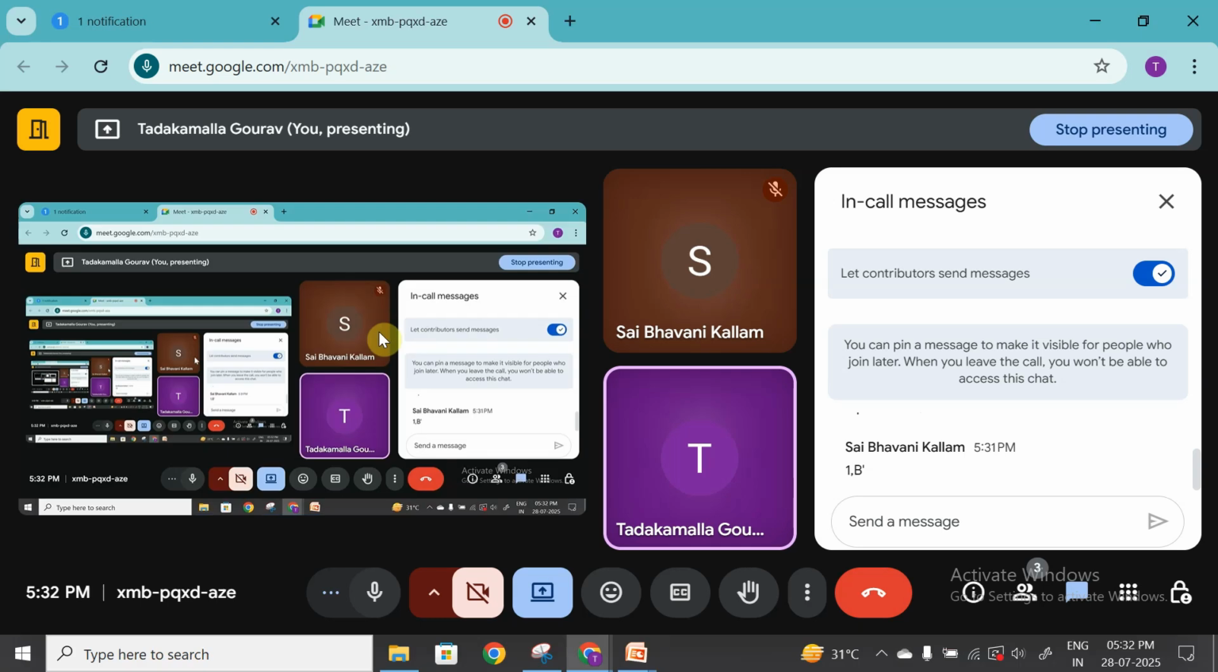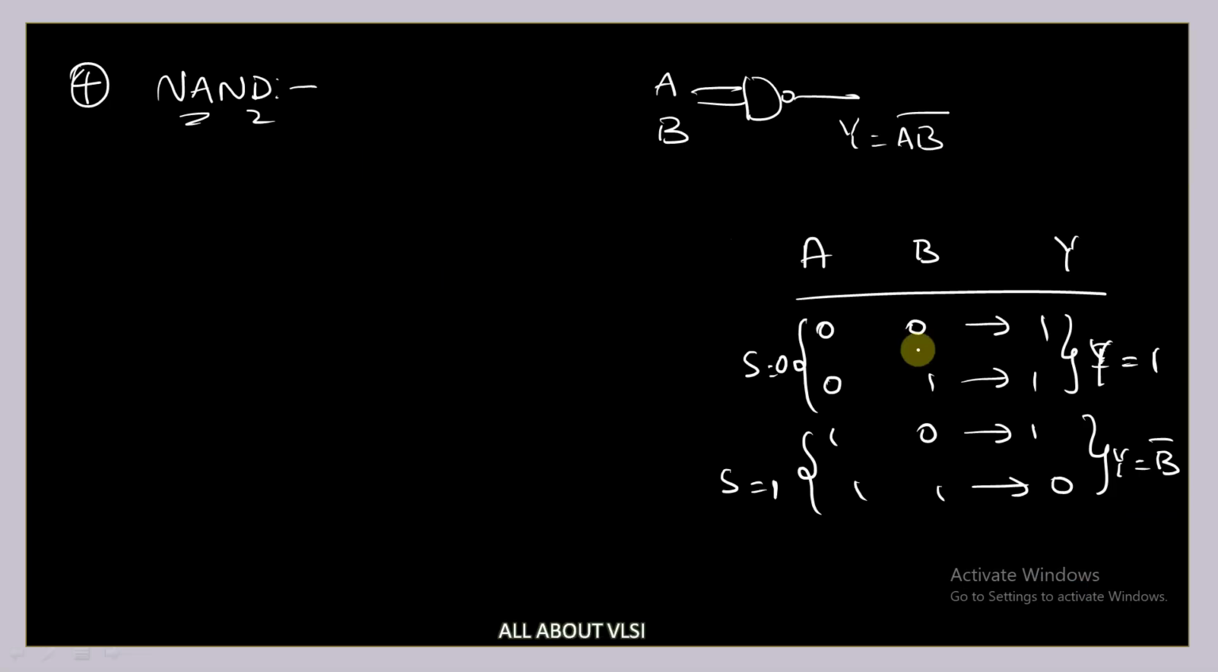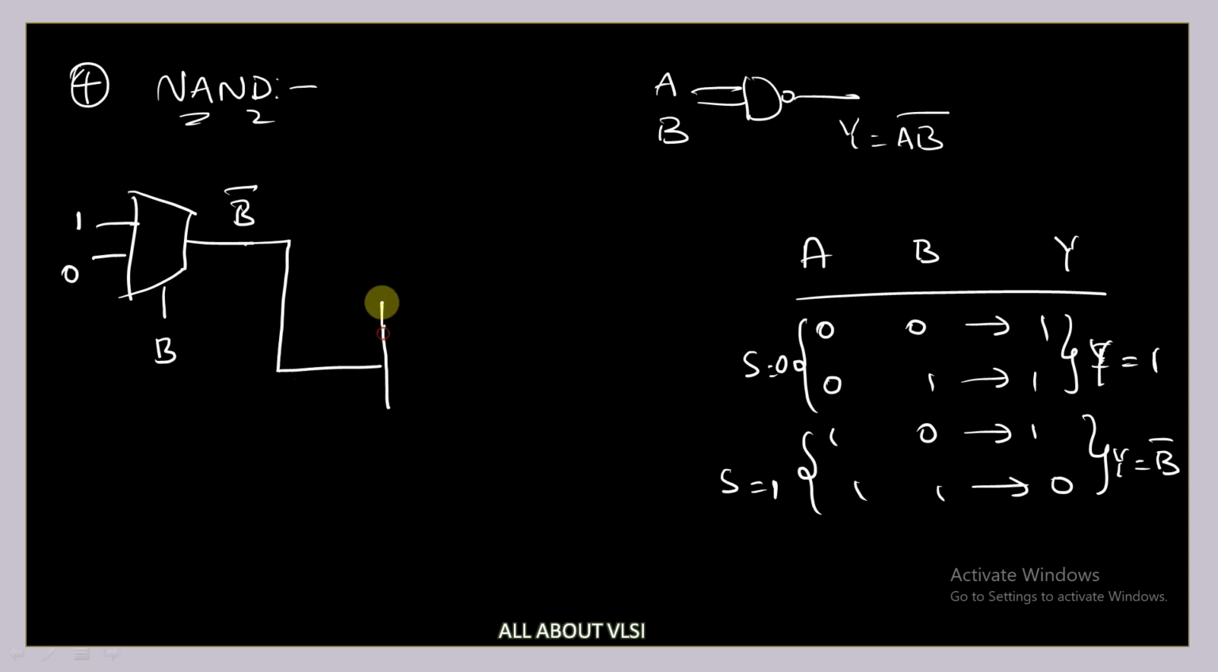Is it correct? Exactly. Now, how to implement this B bar? For implementing B bar, we need one more multiplexer acting as a NOT gate. So this is our multiplexer with select line B, and here we apply 1 and here we apply 0. This is our B bar, and this B bar is given to the second pin of our multiplexer. The select line of this multiplexer is A, the first pin is connected to 1 and the second pin is connected to B bar, and this is our output Y equal to AB whole bar.